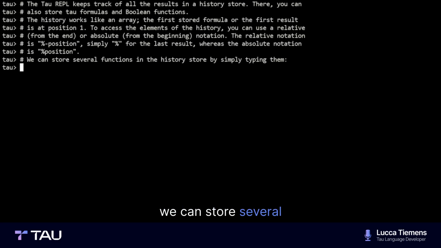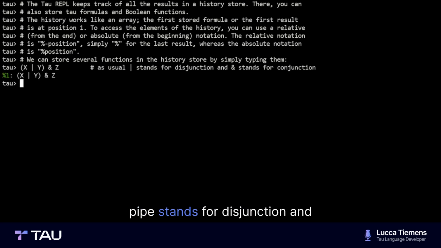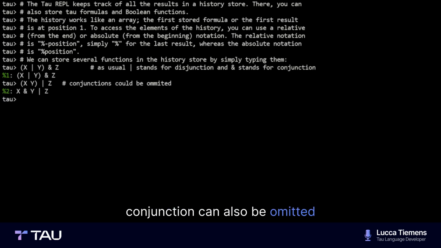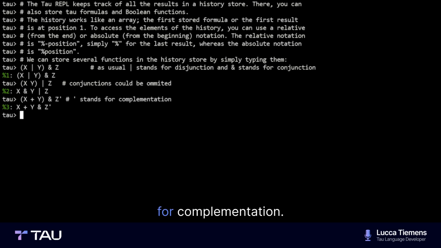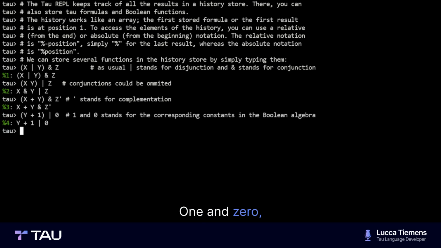We can store several functions in the history by simply typing them. As usual, pipe stands for disjunction and and stands for conjunction. As you can see, conjunction can also be omitted so that we just write xy instead of x and y. The apostrophe stands for complementation. 1 and 0 respectively stand for the corresponding constants in the Boolean algebra, where 1 denotes the top element and 0 denotes the bottom element.